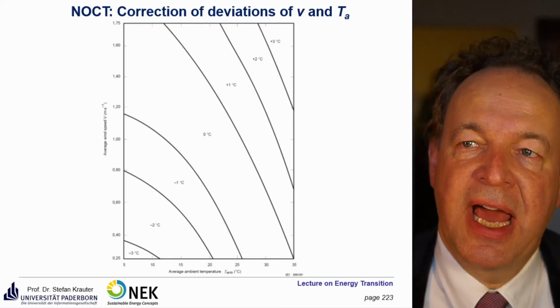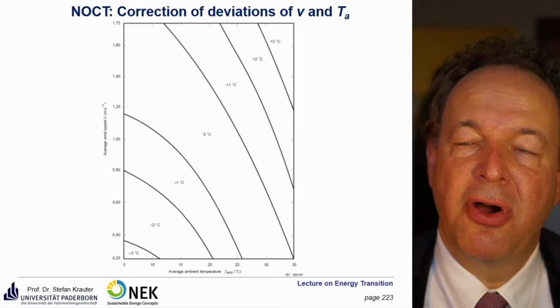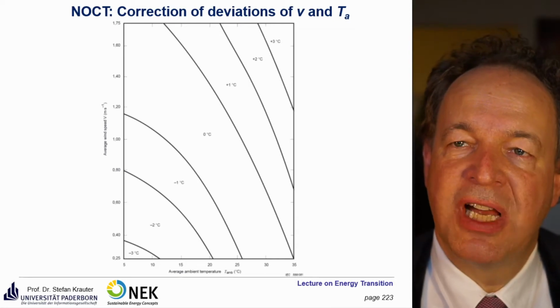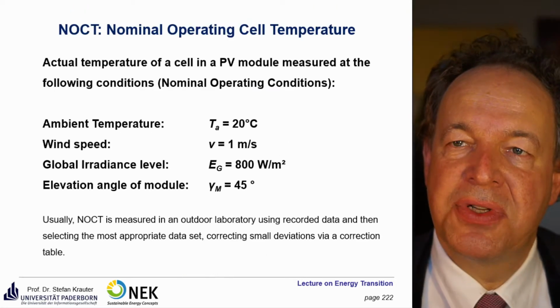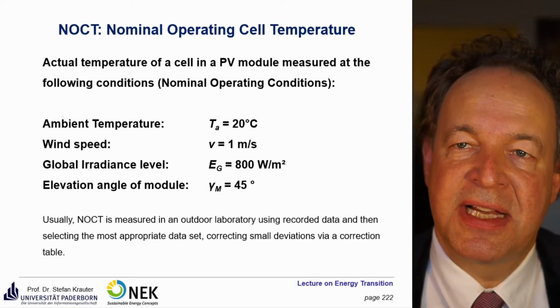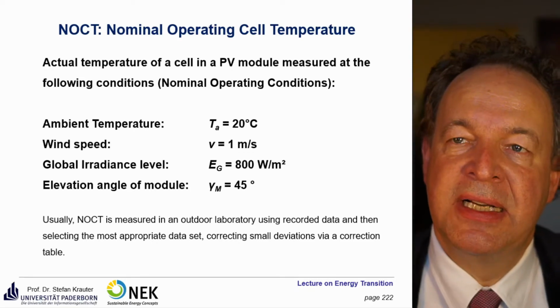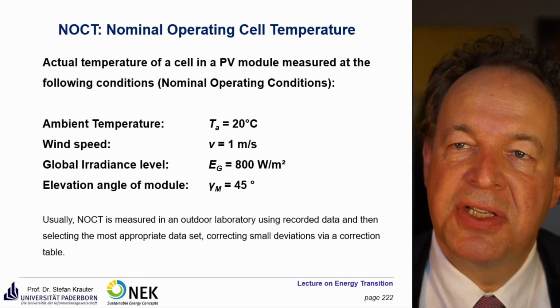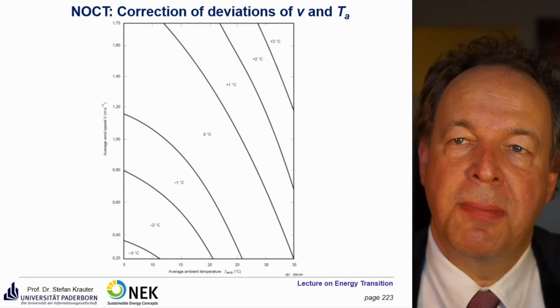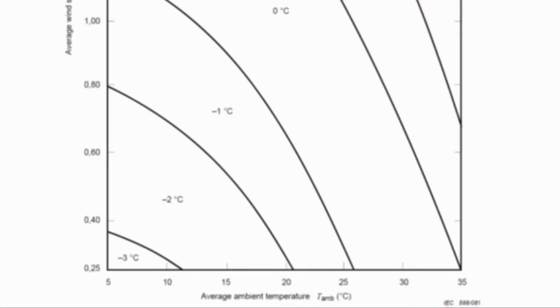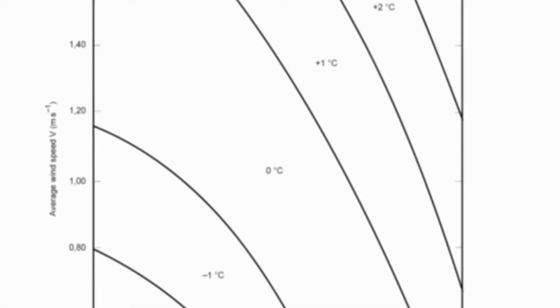If you measure the NOCT outdoors, which is very often the case, you often don't have these exact values, exactly 20 degrees Celsius, exactly 1 meter per second of wind speed and the irradiance level. And so this is a kind of compensation sheet or compensation graph. So you see here if you have higher or lower outdoor temperature and higher or lower wind speed, you can use such compensation sheets to get the real NOCT.